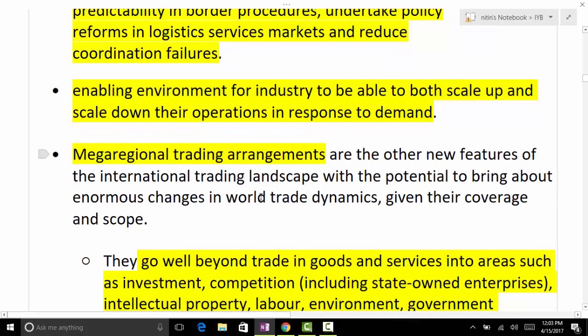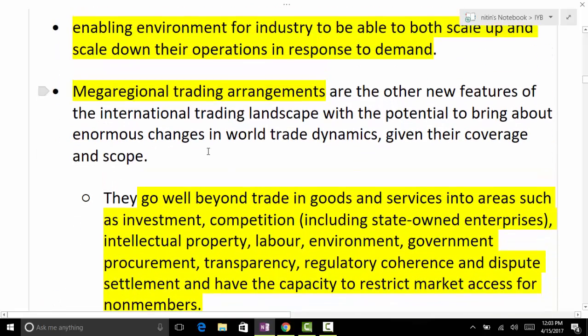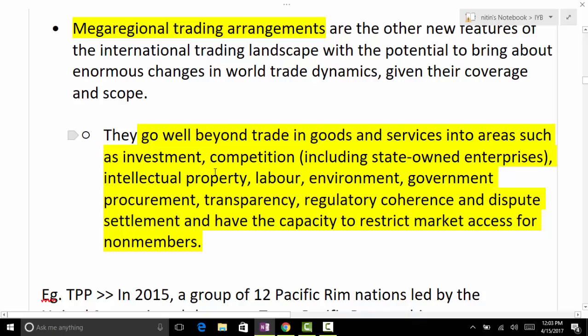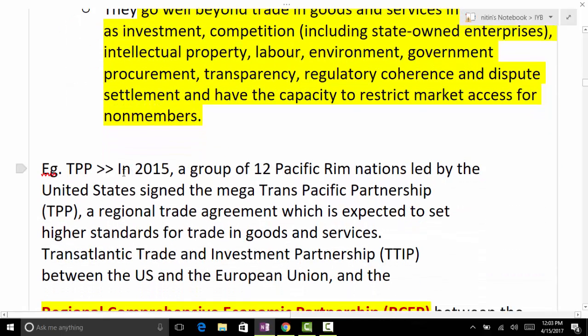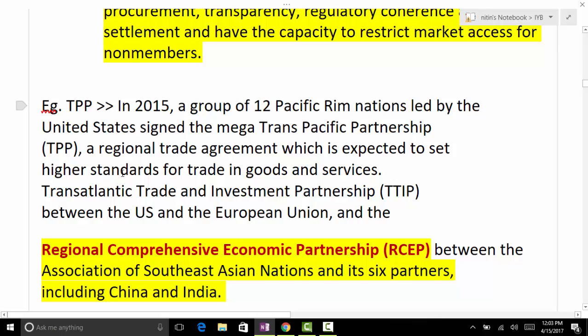For example, India is part of RCEP. About mega regional trading blocs, it says they go beyond trade in goods and services into areas of investment and competition. Then there is TPP. The question may be asked because now the US has come out of TPP, but it won't have major significance in thwarting India's interest, right? Because without the US, TPP has lost its shine.